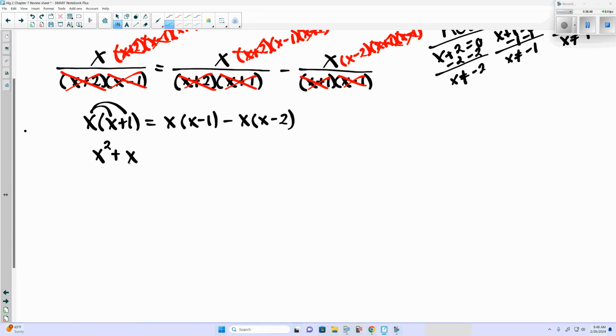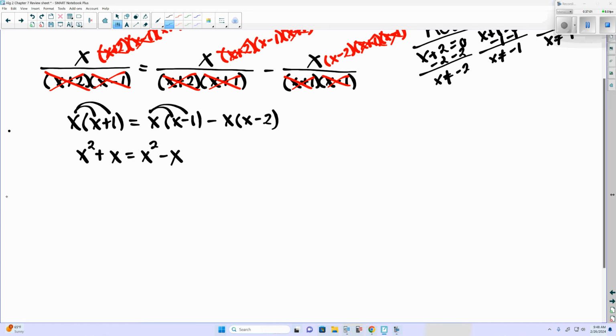x times x is x squared. x times 1 is x. Here we'll do the same thing. x times x is x squared. x times negative 1... Plus. Thank you. Negative x times x is negative x squared. Negative x times 2 is negative 2x. Combine like terms.